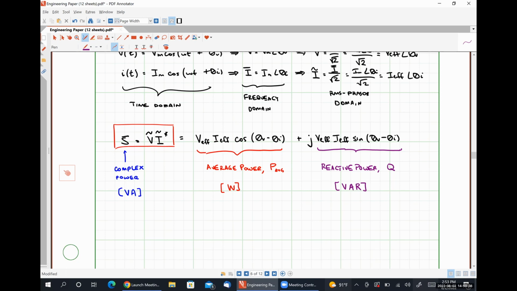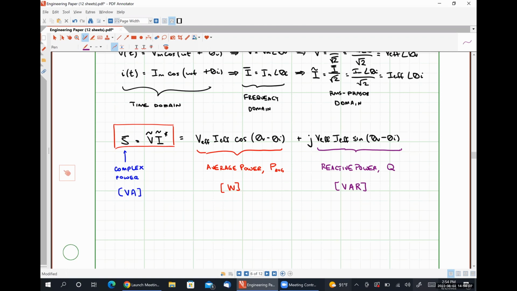The average power that we have here is literally the exact same average power that we've been dealing with for the last couple of days. It represents the portion of the complex power that is capable of doing work, okay? So effectively, it represents the portion of the complex power that resistors absorb, okay?